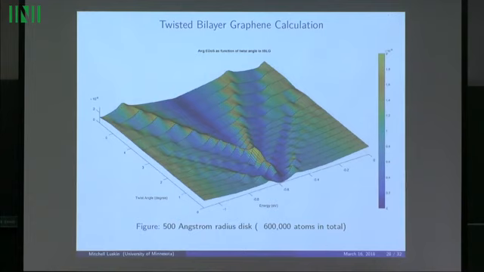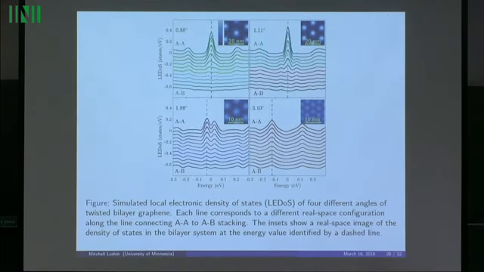Okay, since our method is very fast, we can actually scan the twist angles, and for each twist angle, we can then compute the density of states. This is energy, and the height, of course, is the density. So we can do this kind of quick study of all the possible design parameters in a bilayer graphene.